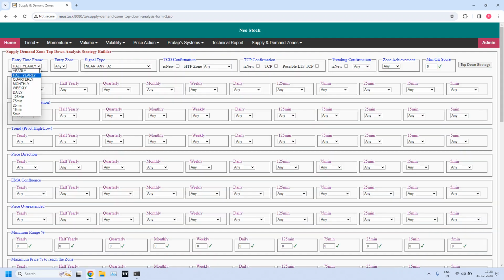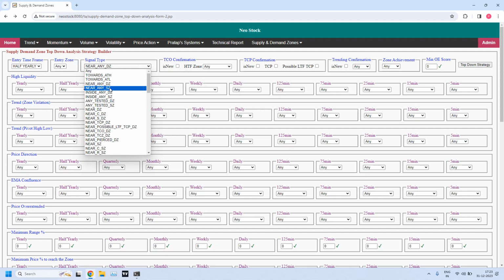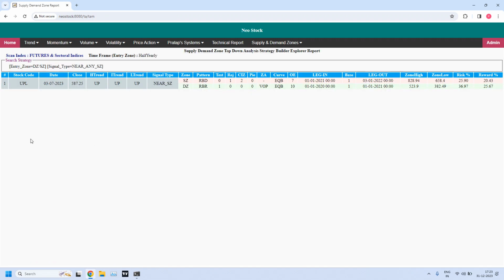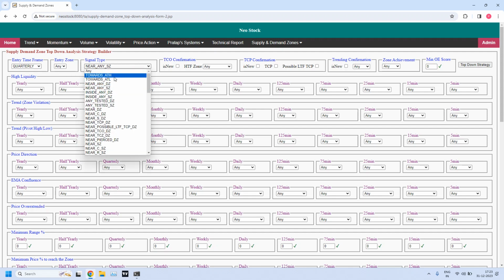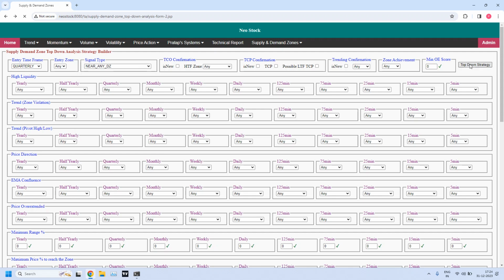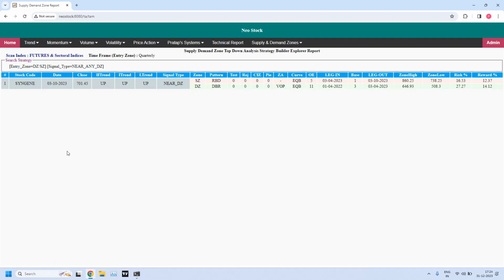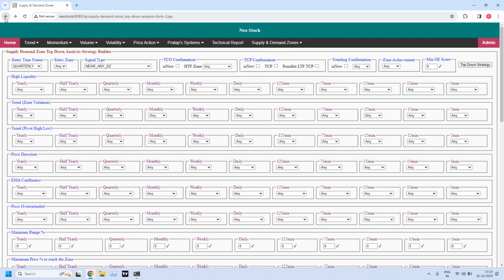Let's go back. Half yearly time frame. Let us find the stocks near half yearly supply zone. So one stock is there. Similarly, let us change the time frame to quarterly. Today is also end of the day for the quarterly. So let us find the stocks near quarterly demand zone. So one stock is there near the quarterly demand zone.